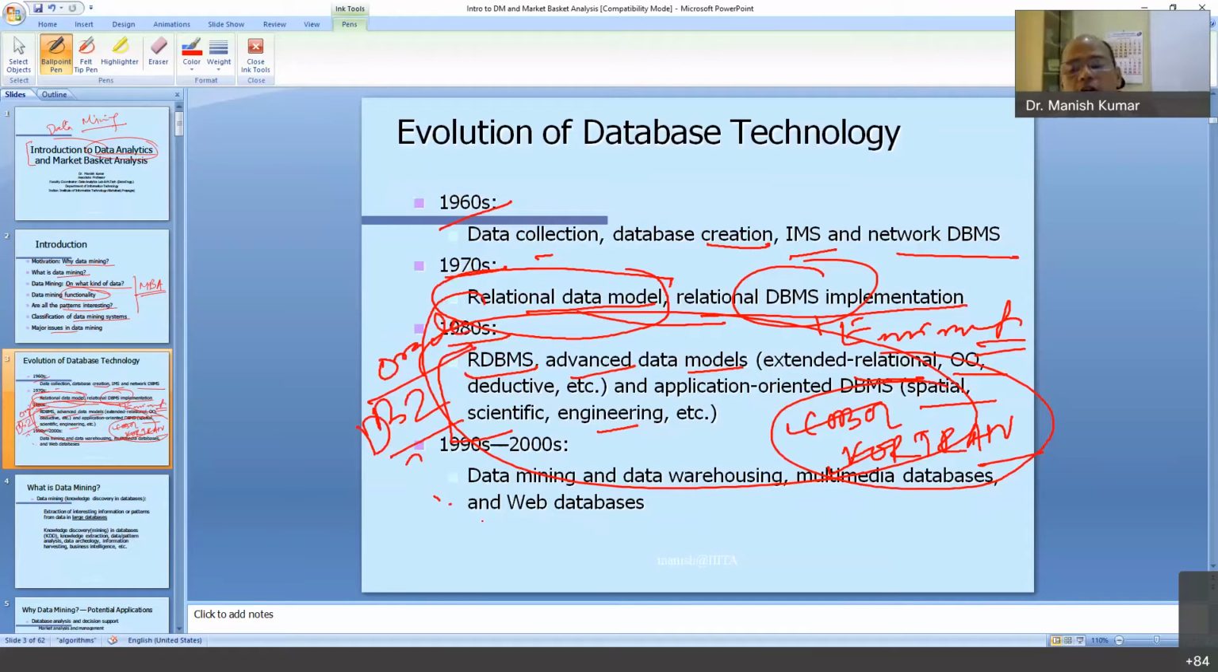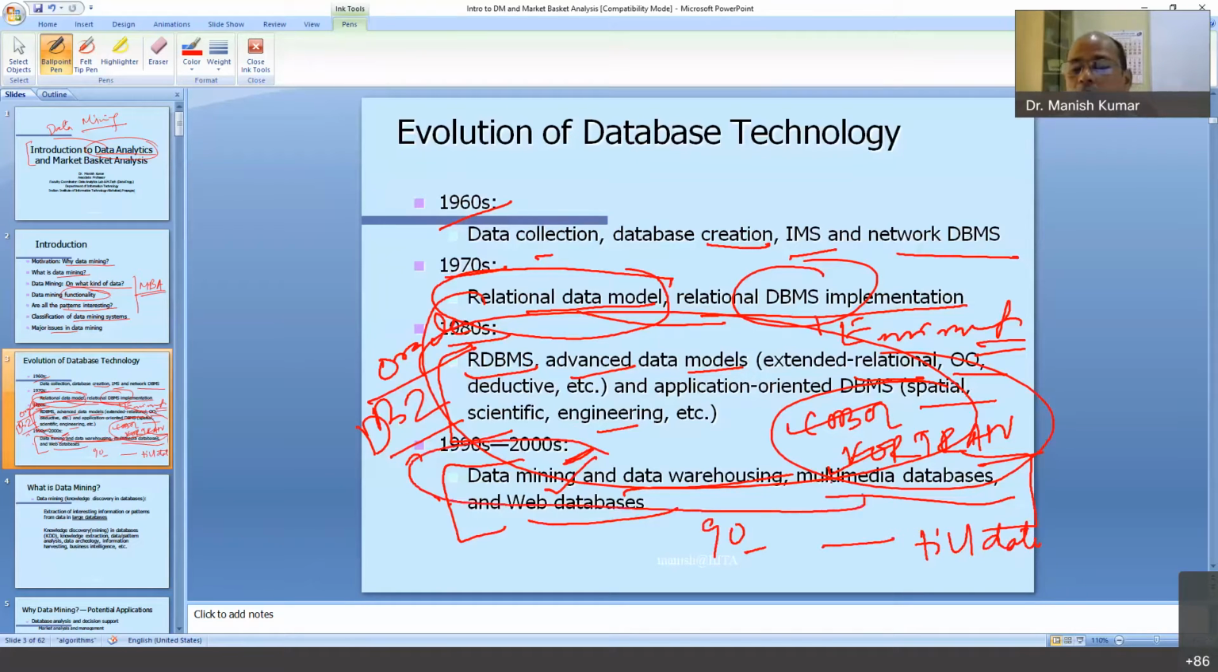Then during the 10 years between the 90s and 2000, an evolution came which talks about what we call data analysis: data mining and warehousing, multimedia databases, web databases, because this is the era where we started the internet. After 2000, the internet became a necessity of every common person. So from the 90s till date, we are doing a lot of activity, and the entire analysis or decision making is based on mining, warehouses, big data and all.